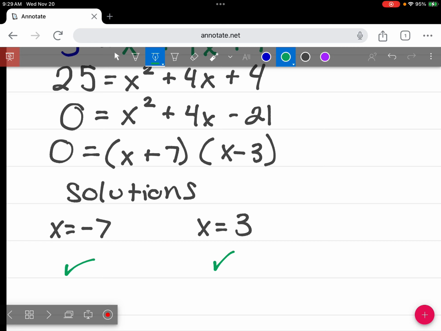My base and my argument cannot be negative. The power can be, it just makes it be a fraction. But our base and our argument cannot be negative.